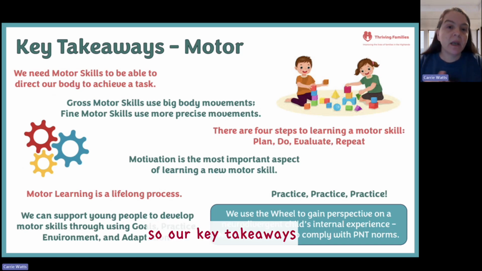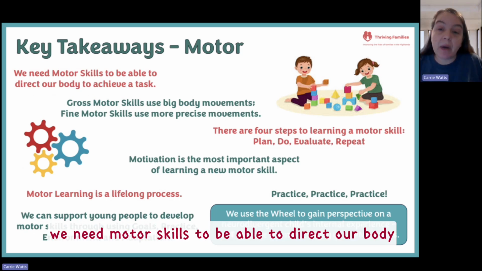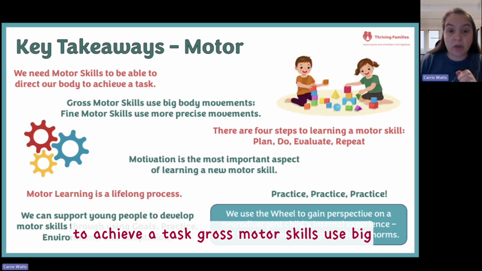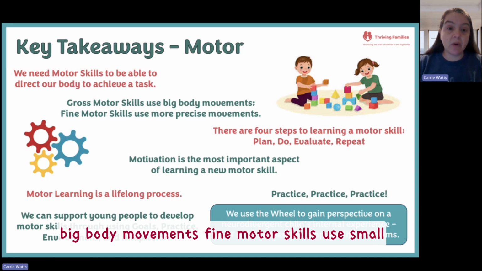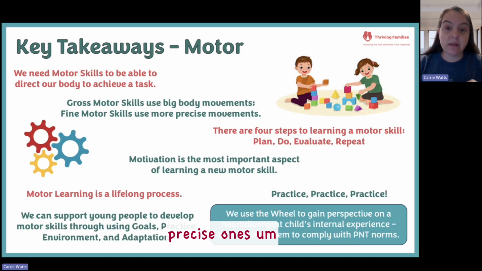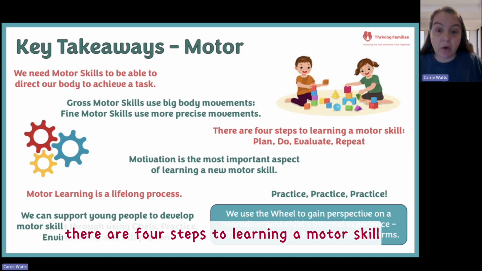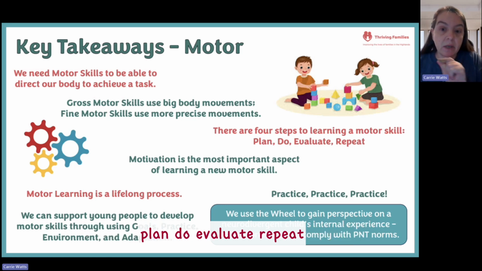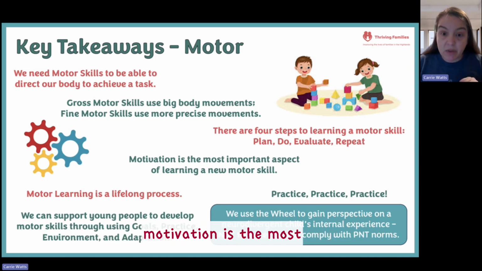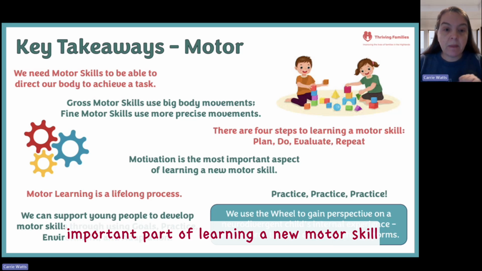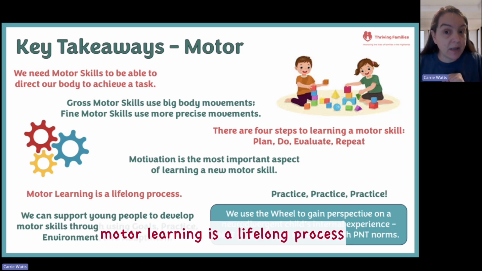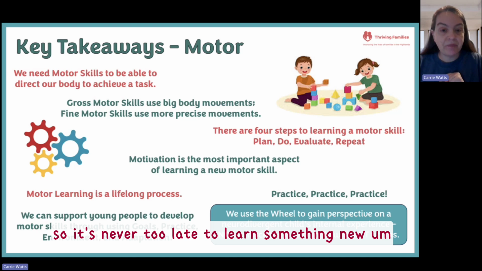So our key takeaways: we need motor skills to be able to direct our body to achieve a task. Gross motor skills use big body movements. Fine motor skills use small, precise ones. There are 4 steps to learning a motor skill: plan, do, evaluate, repeat. Motivation is the most important part of learning a new motor skill. Motor learning is a lifelong process, so it's never too late to learn something new.